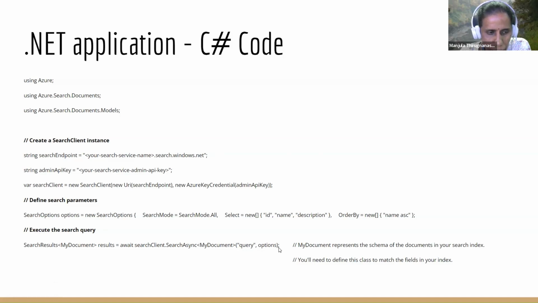And then the next step is you need to execute the search query. So my document is this. You need to create a class named my document. It can be any name, which will receive the results. And from that schema, you can show it in your application in any way.